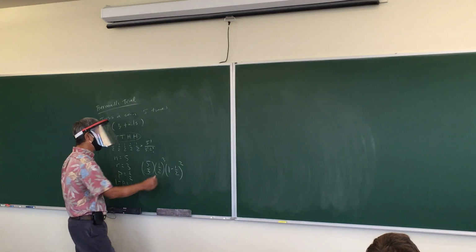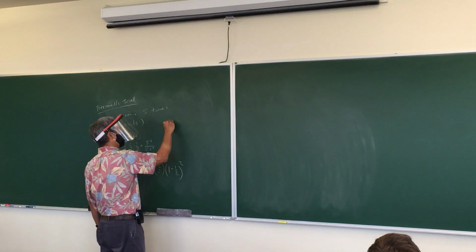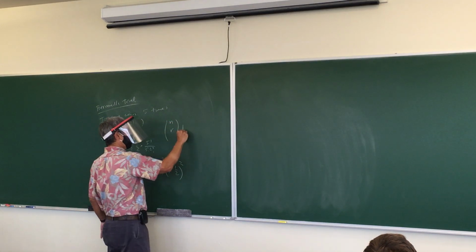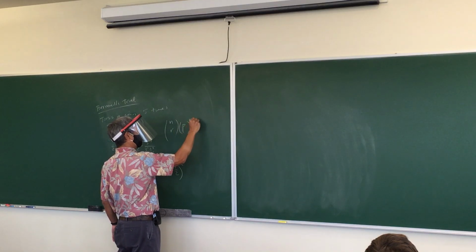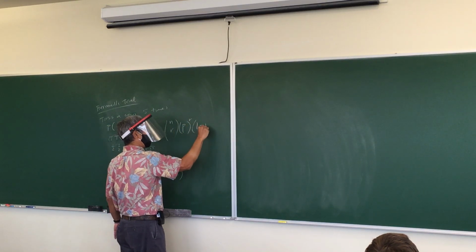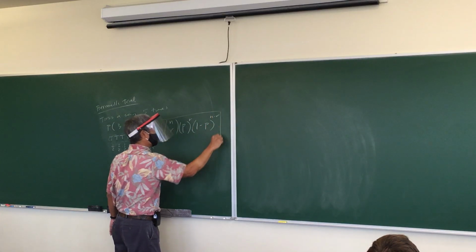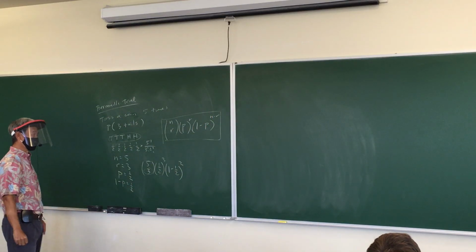Well, actually, you know what? Why don't I write the general? The general formula looks like this. N choose R. Probability of a success to the R. Probability of a failure, N minus R. This is the formula that you'll see in the book.